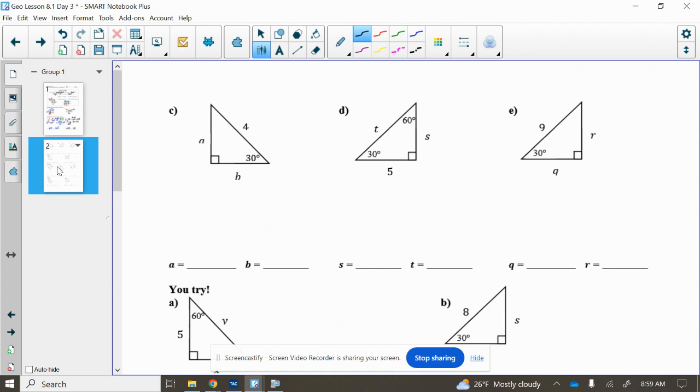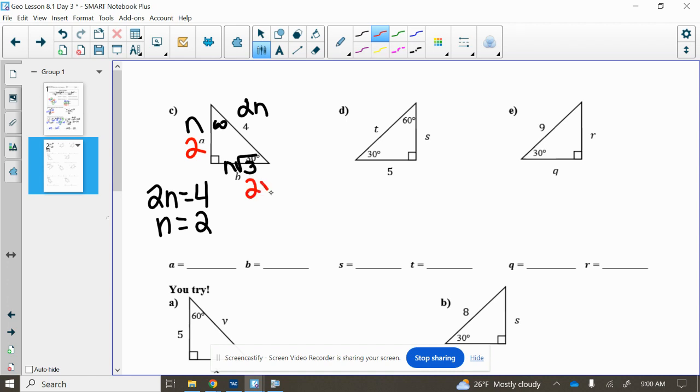On the next page, a couple more examples. Again, this time they are giving us the hypotenuse, and as we label, again, side across from the 30, side across from the 60, and that hypotenuse, we are given that 2 times n is 4, which means our short leg is just going to be 2, and that longer leg just gets 2 with the square root of 3. So 2 and 2 square root 3 would be our sides there.